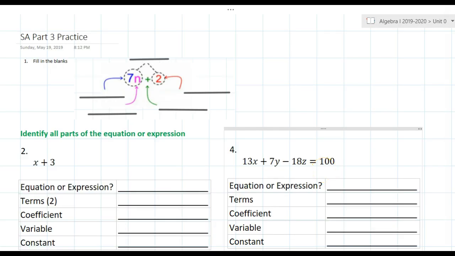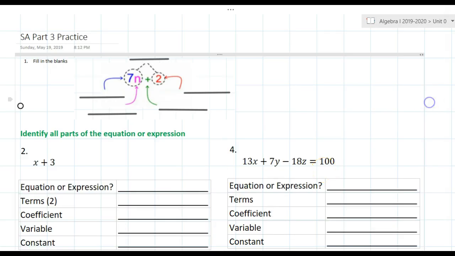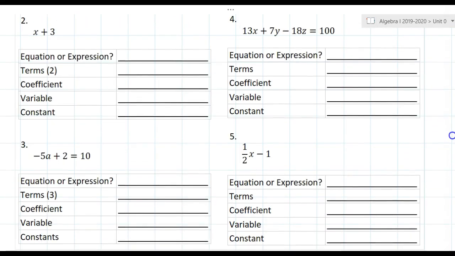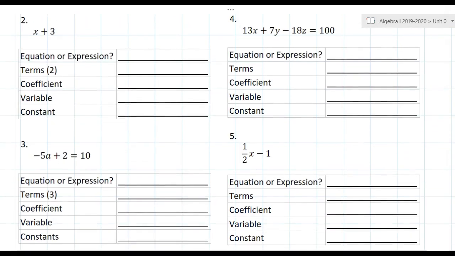If we look at the practice for part 3, you'll see number 1, you're going to fill in the blanks. 2, 3, 4, and 5. You're going to first determine if it's an equation or expression. You're going to write the term separated by a comma.